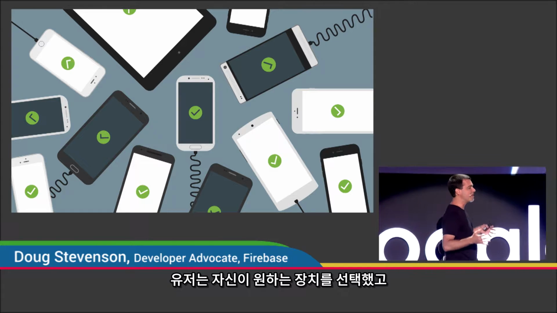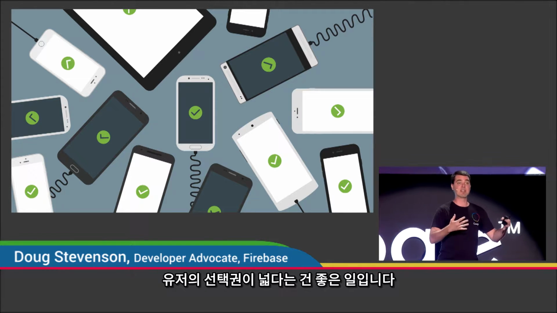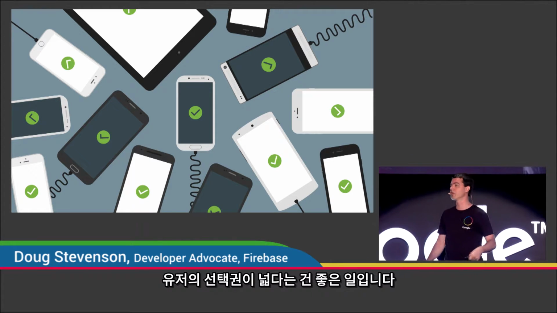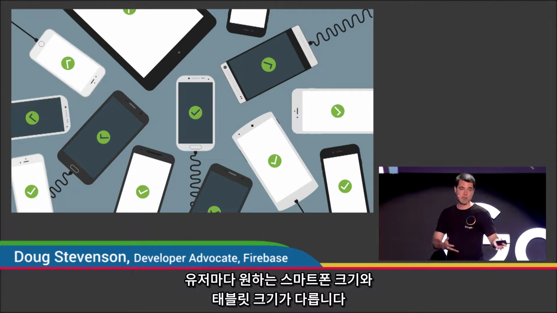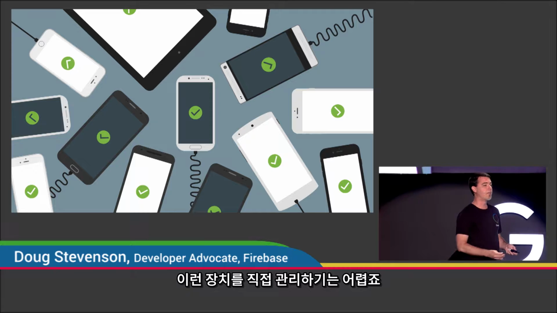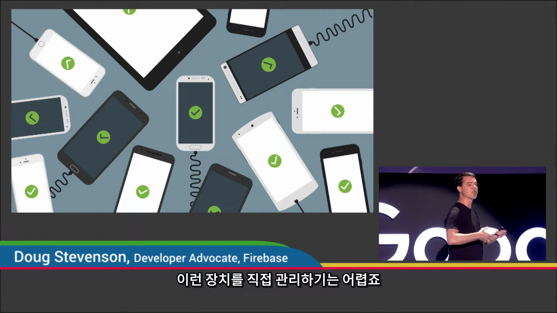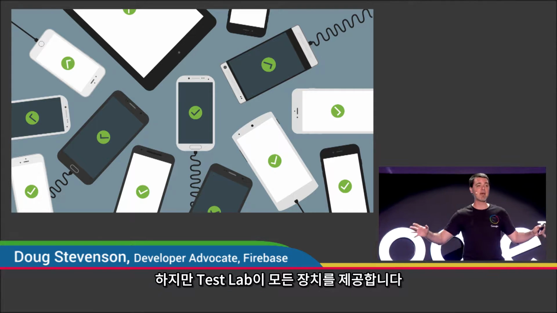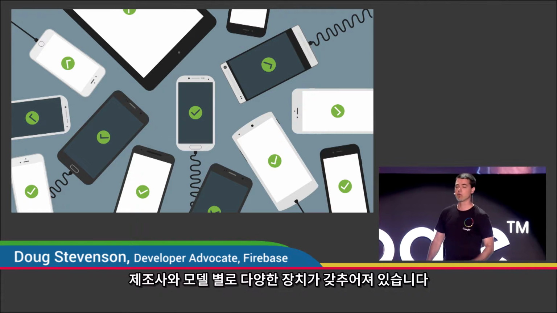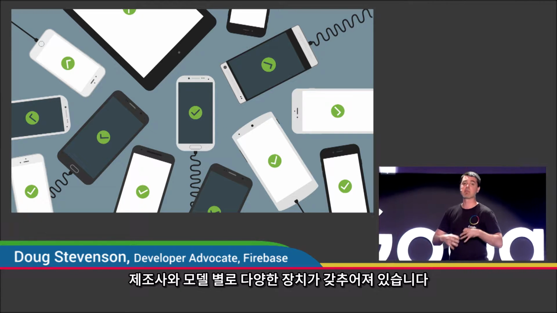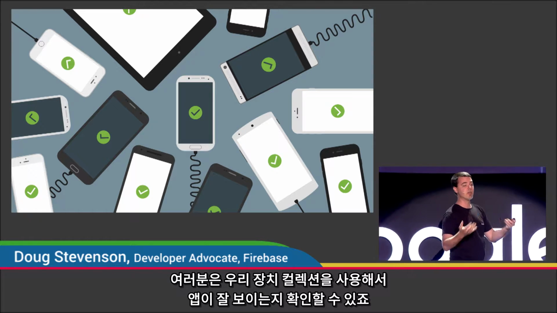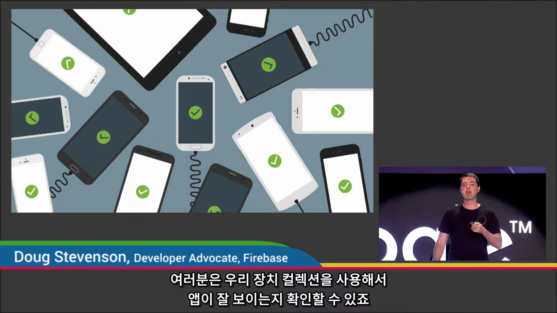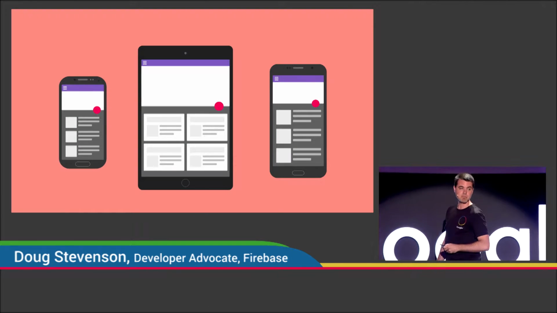Now, your users have chosen the device they want, and that's good for users to have lots of choices. So some users want small phones, large phones, small tablets or large tablets. It can be difficult to maintain all those devices yourself, but Test Lab has all of those devices available. So we have a variety of devices from a variety of manufacturers and a variety of models that you can use to make sure your app is looking the way it should on each one of them.